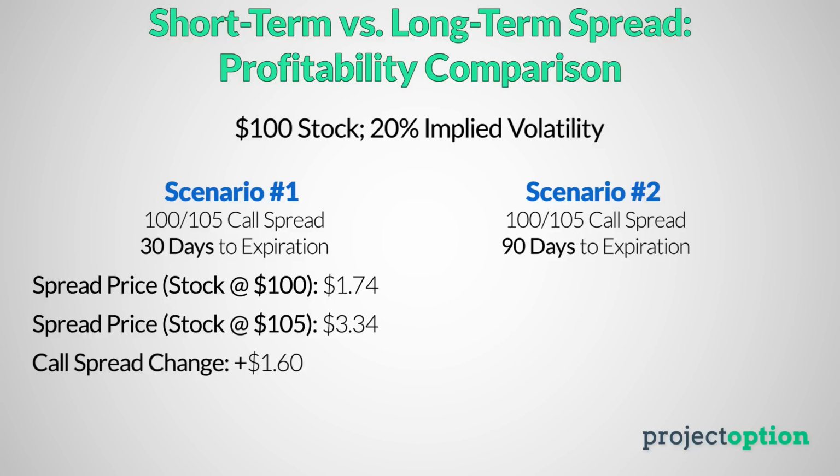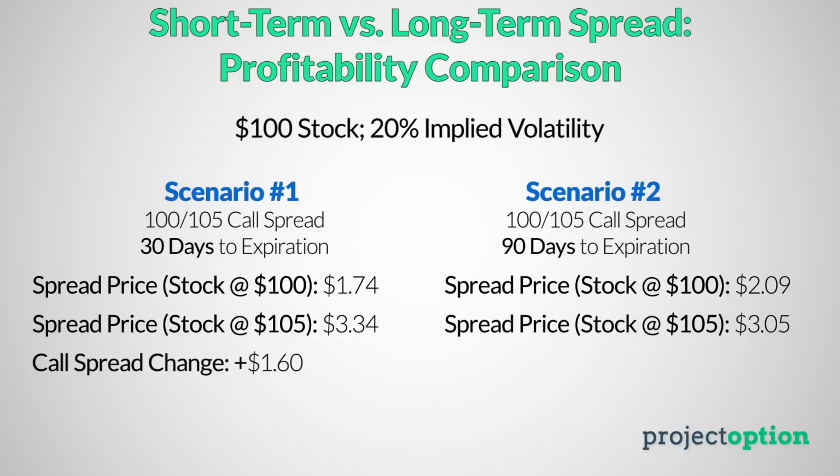On the same $100 stock trading with 20% implied volatility, if we start with the stock price at $100, the 90-day 100-105 call spread is estimated to be valued at $2.09. If the stock price increased to $105 on that same exact trading day, the 100-105 call spread with 90 days until expiration was estimated to be valued at $3.05, which represents a 96-cent increase from the initial purchase price of $2.09.